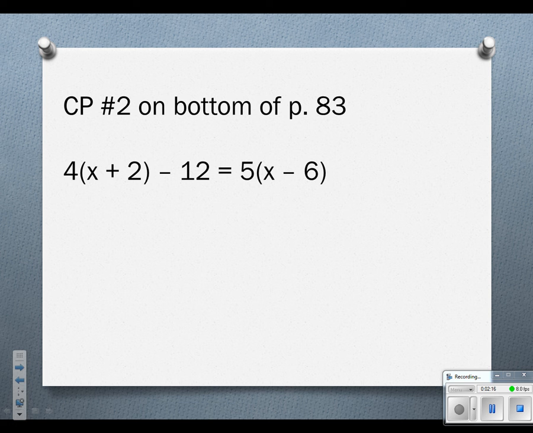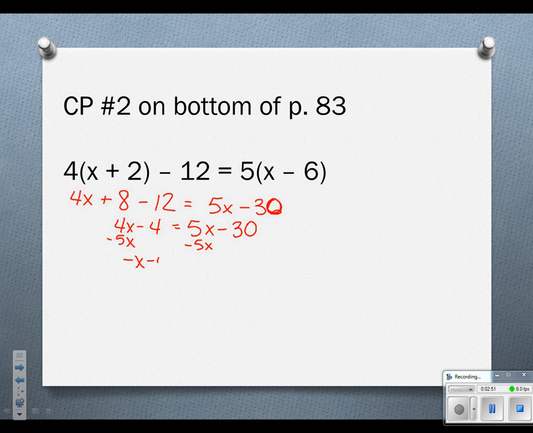To start solving this one, we're going to distribute. So 4 times x and 4 times 2. Distributing on the right side as well, 5 times x and 5 times negative 6. Whoops. 5 times negative 6. Now we start to simplify if possible. I can combine that 8 and negative 12, so I'm going to do that next. Bring your variables together. I'm going to move the 5x to the left side. And then I'm going to move the constant to the right side where the other constant is.